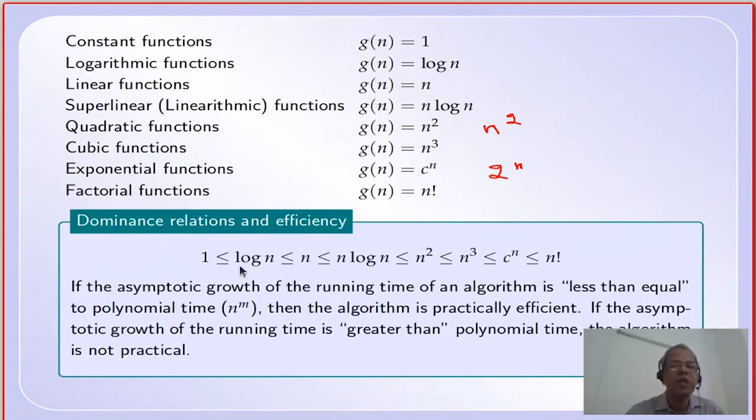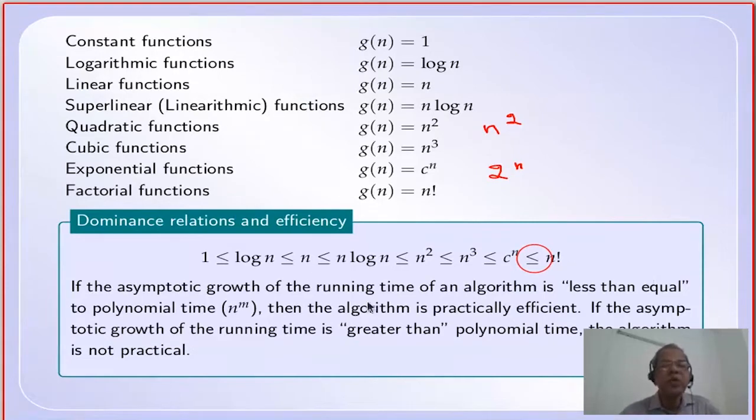Even though I have used a symbol less than or equal to, that means 1 is as fast as or faster than log n. Log n is as fast as or faster than n. N is as fast as or faster than n log n. That is the meaning of the symbol less than or equal to.